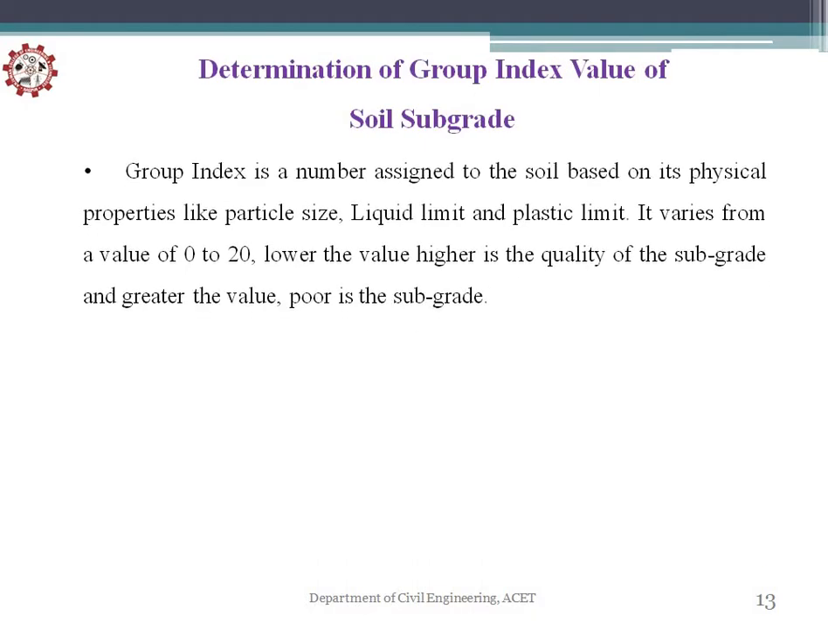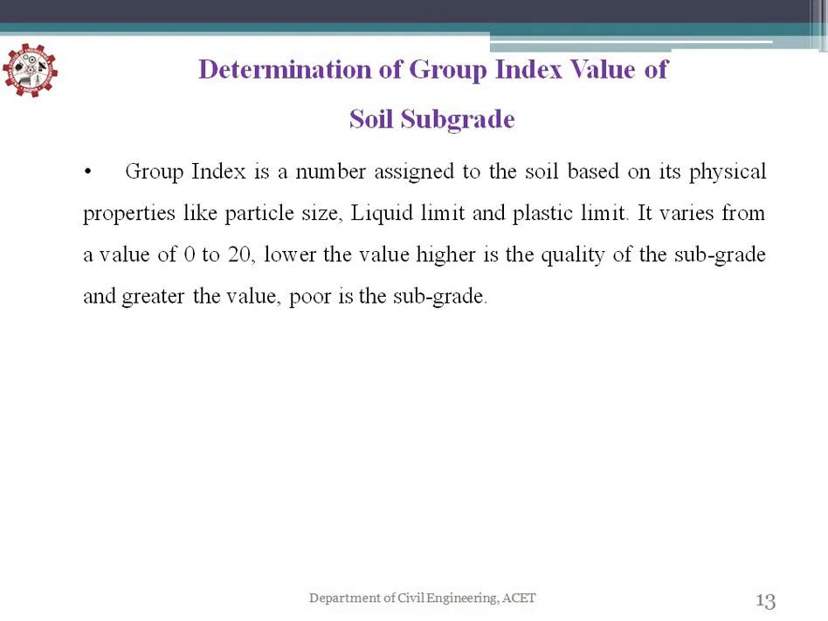So second case is the group index. In group index, you can see how we are going to determine the group index value of soil subgrade. Group index is a number assigned to the soil based on its physical properties like particle size, liquid limit and plastic limit. It varies from a value 0 to 20. Lower the value, higher is the quality of subgrade, and greater the value, poor is the subgrade.